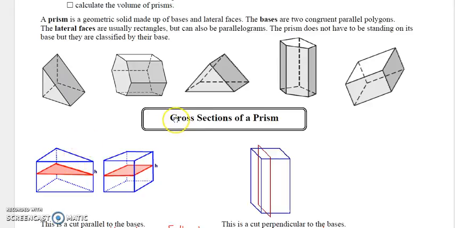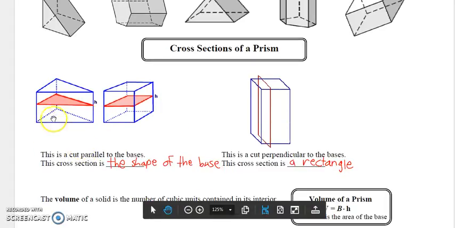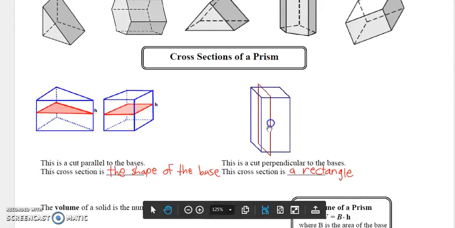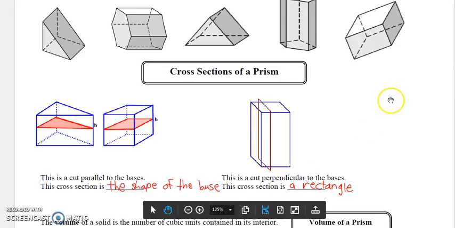Now, similar to when we did cylinder, if you cut parallel to the base, your cross section, which you can see outlined here in red, is going to be the same shape as the base. If you cut perpendicular to the bases, slice down this way, then the cross section will be a rectangle. Okay?